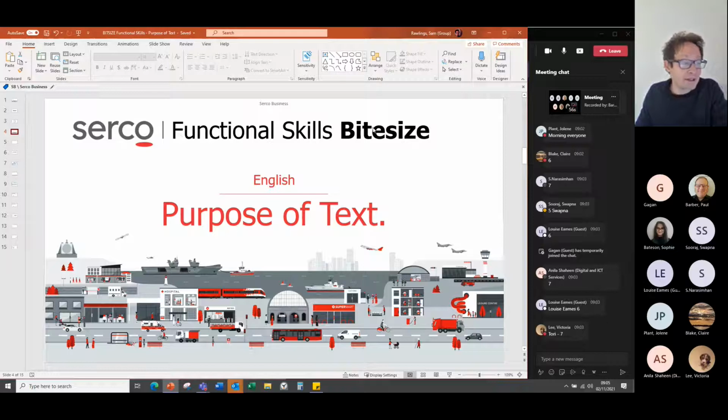So this is a functional skills bite-sized session on purpose of text. It's an English session, and ideally it will last about 15 minutes, but it will probably go a little bit over, I would expect, especially if people have questions, and maybe if we go off on any tangents. But hopefully a nice 15-minute session on purpose of text.